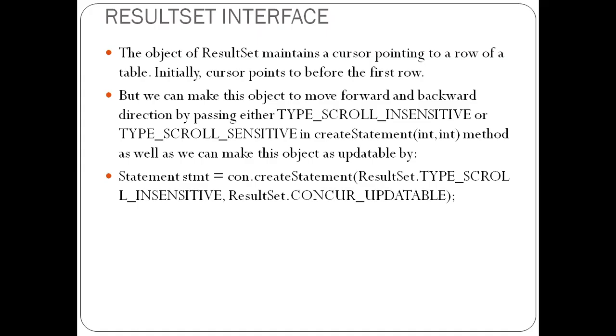What is a result set? The result set interface is of three types: scrollable result set and updatable result set. And this scrollable result set is again divided into two types: type scroll sensitive and type scroll insensitive. What is a scrollable result set?